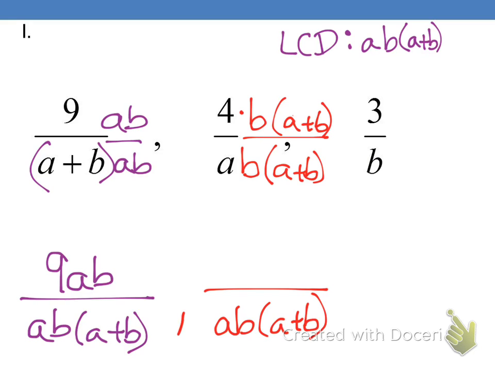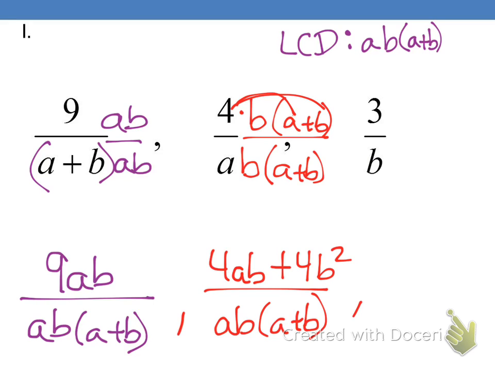What is 4 times B? 4B. What's 4B times A? 4AB. What is 4B times B? 4 what? 4B squared. Good. All right.